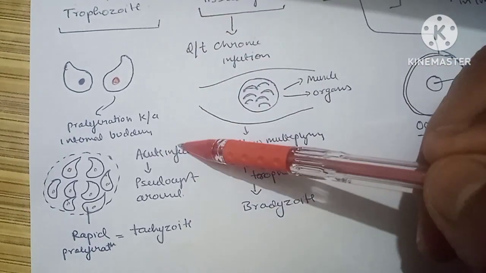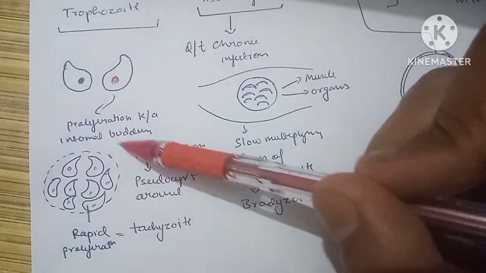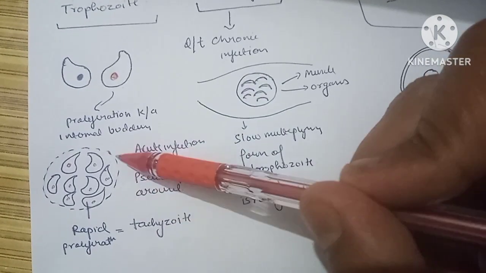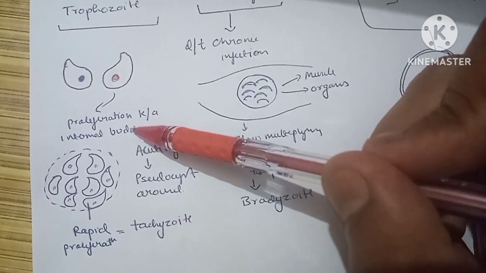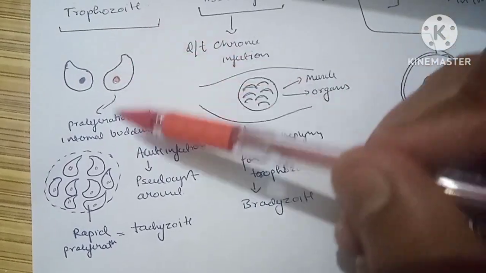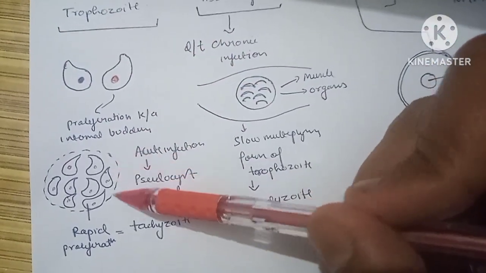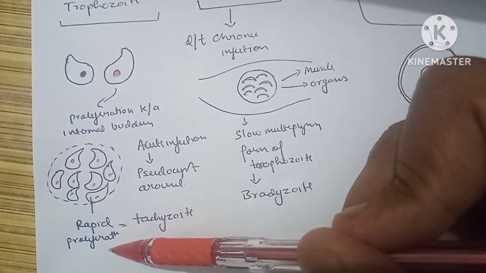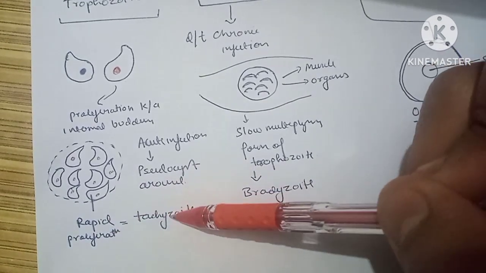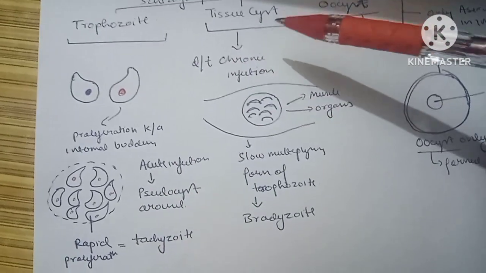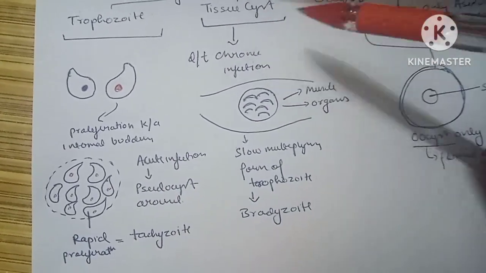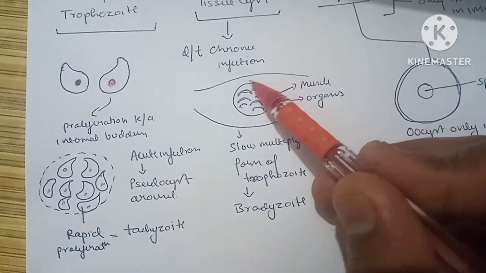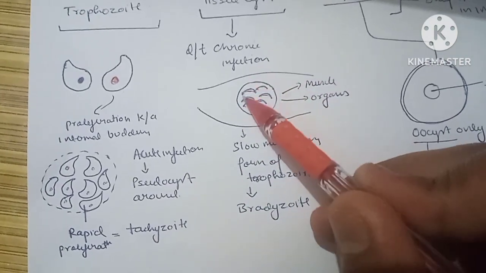In cases of acute infection, the body tries to limit the infection by forming a pseudocyst around these trophozoites. Okay, and when the trophozoites undergo rapid proliferation, they are known as tachyzoites. So rapidly proliferating trophozoites are what is known as tachyzoites. Now what happens when there is a chronic infection? The organ or the tissue is going to limit the infection by forming a proper cyst wall.